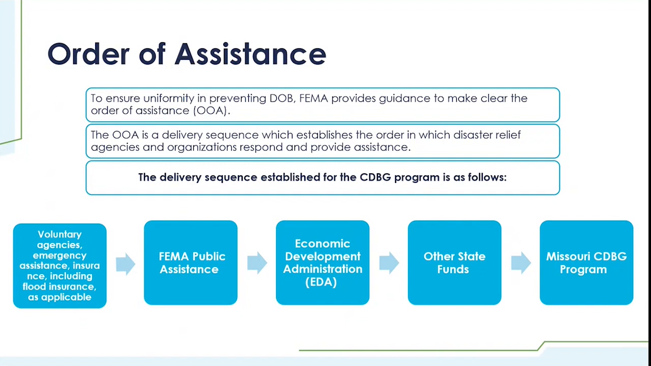place where funding might come from would be voluntary agencies, emergency assistance, insurance, and that does include flood insurance when applicable. Okay, after insurance, we can look at FEMA public assistance funding. The next would be Economic Development Administration, other state funds, and then again, once all of those other avenues have been exhausted, that's where the Missouri CDBG program will come in.